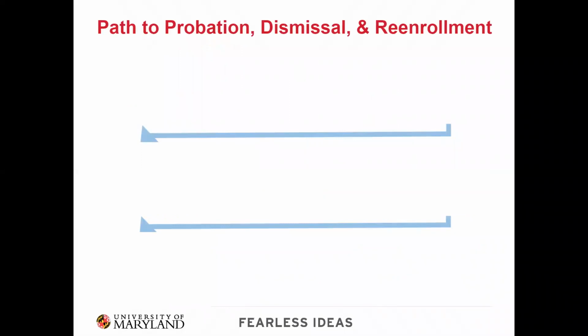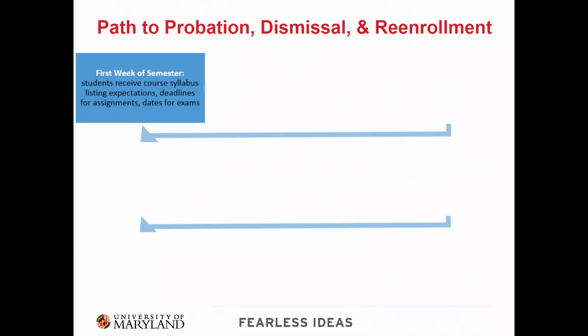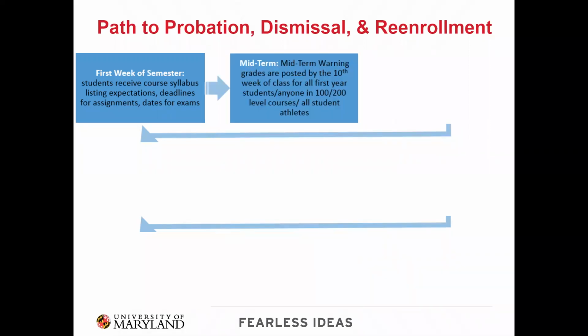We'll now discuss the pathway to probation, dismissal, and re-enrollment. The first week of every semester, students receive a course syllabus in every class, listing expectations, deadlines for assignments, and dates for exams. Midterm warning grades are posted by the 10th week of class for all first-year students, anyone in 100 or 200 level courses, and all student athletes.